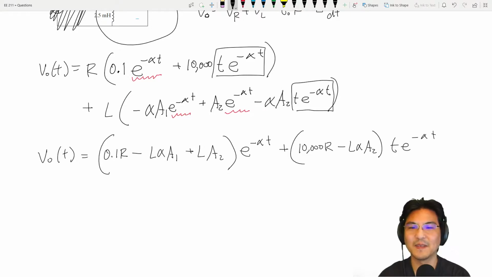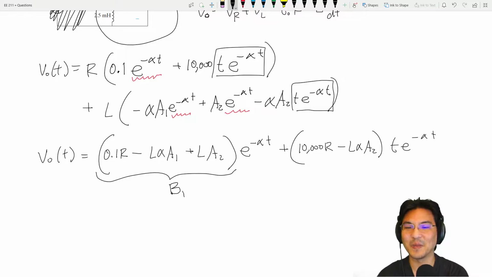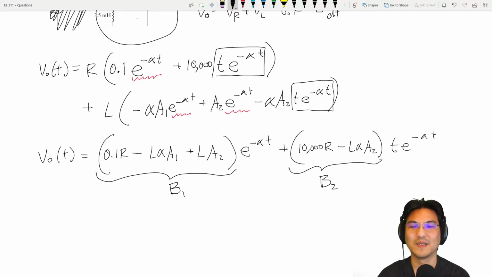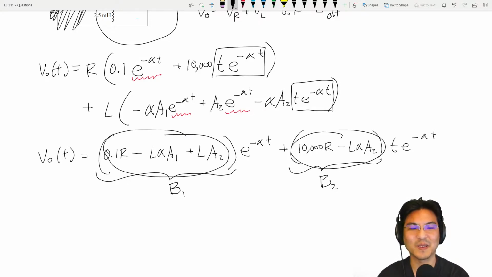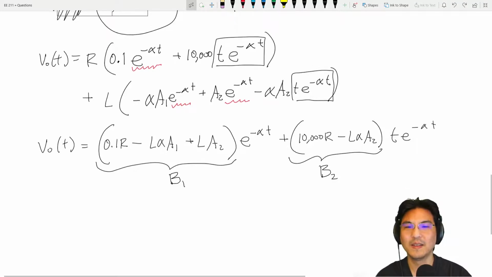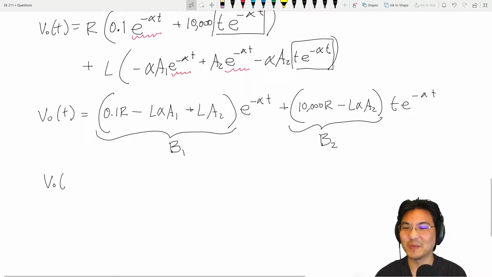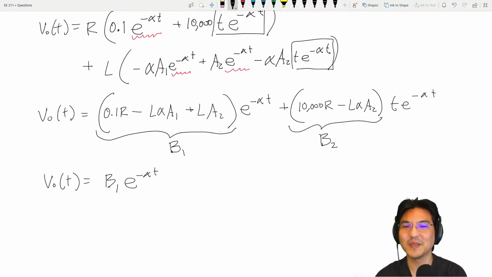So if you look at it, there are arbitrary coefficients. So they're arbitrary, which means why don't I just call this some other letter? I'll call it B1. I'll call this B2. Because this whole thing is arbitrary. So let me rewrite it so it looks simpler: arbitrary coefficient e to the minus alpha t plus another arbitrary coefficient t e to the minus alpha t. So now we just need to solve for these two things, and then we're done.